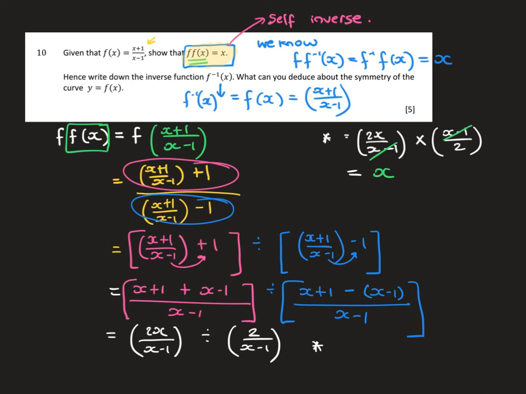Now this means that the function must be symmetrical in the line y equals x, because remember, an inverse function and the original function are reflections of each other in the line y equals x. If the function is its own inverse, there's only one graph, and that graph must be symmetrical in the line y equals x. So because it's self-inverse, it must be symmetrical in the line y equals x. And a good example of this is the function y equals 1 over x. Draw it, have a look at it. It's a self-inverse function and it's symmetrical in the line y equals x.